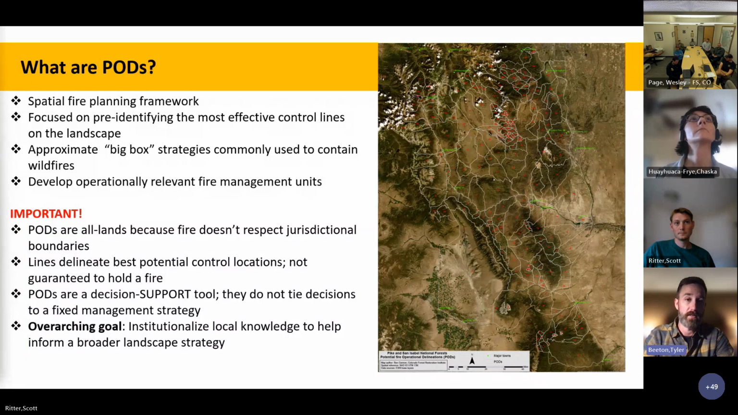Pods are a decision support tool, so they don't tie your hands to any fixed management strategy. And there are many cases where other variables are at play that are going to affect where you hold up or contain a line. Really, the overarching goal here is to take that collective 100 years of intimate fire management knowledge that some folks have of the landscape, get it into a GIS system so that you can institutionalize that knowledge and form a broader landscape strategy, and provide an opportunity to hand this off to incident management teams who may not be familiar with the landscape.